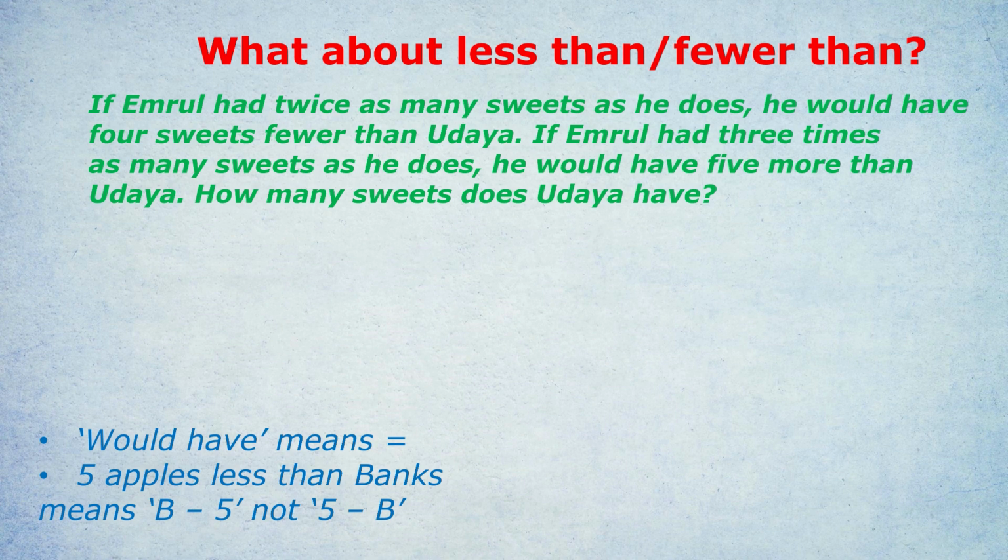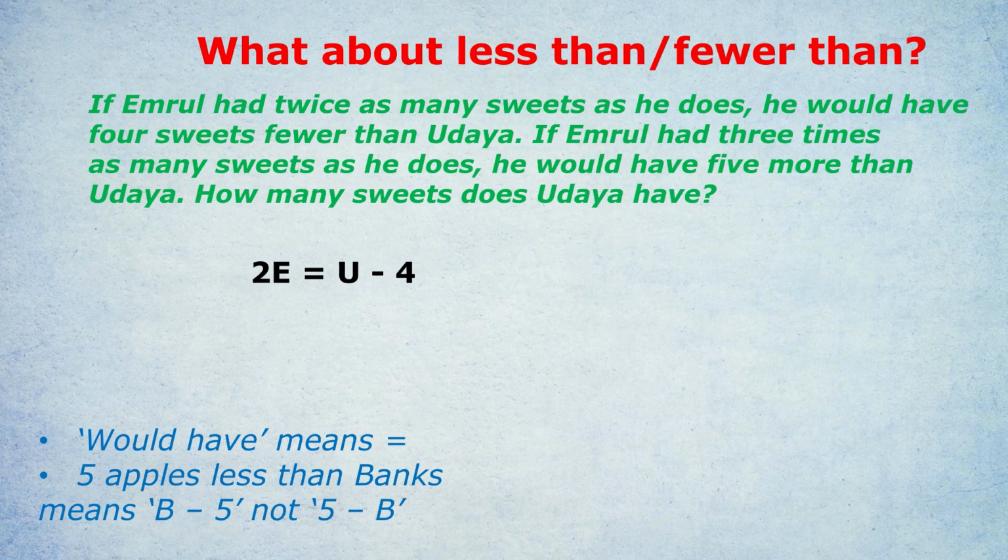What is that? Think about it. Not 4 minus u, but u minus 4. 4 sweets fewer than Udaya is u minus 4. Even though the number 4 came first, we write it second. So the equation is 2e equals u minus 4.